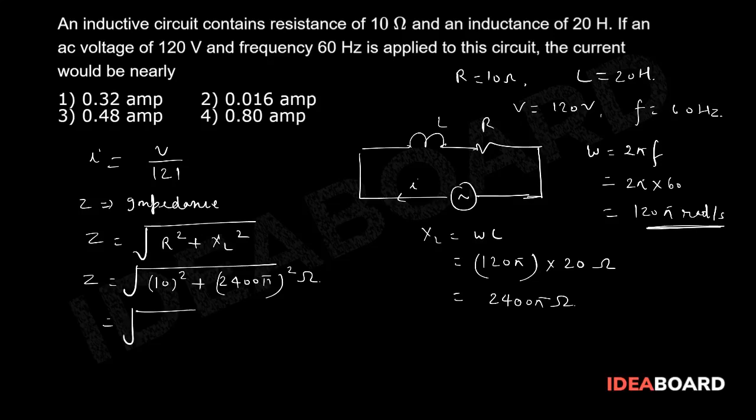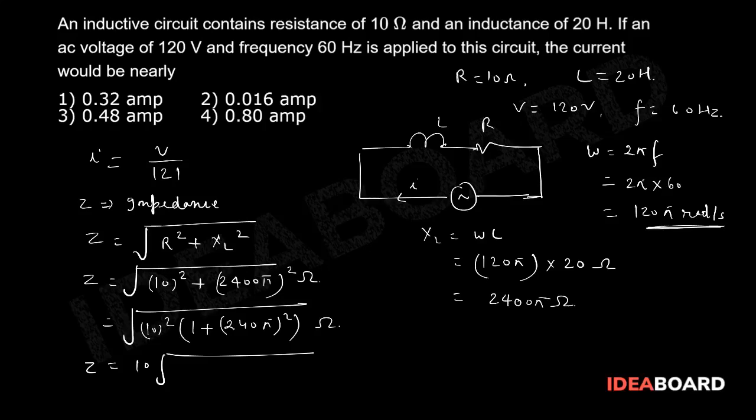So what I can do, I can take 10 square common. This will be 1 plus 240 pi whole square ohms, right? So we can calculate this. 10 will be outside the root. This will become 1 plus, this is going to be 240 into 240, which will be 57600 into pi square.